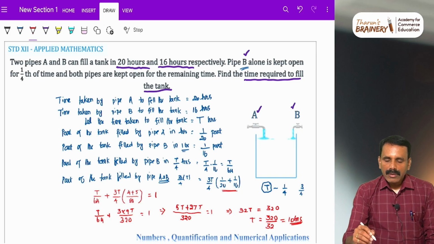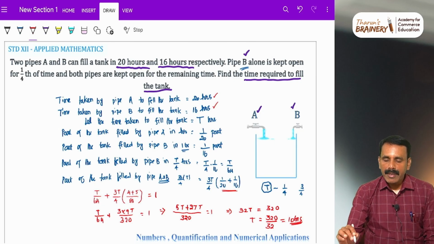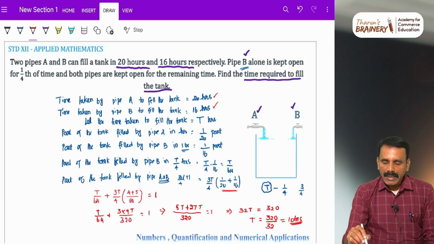Okay. Now let me recollect once again. The two pipes A and B fill the tank in 20 hours and 16 hours respectively. So pipe A fills the tank in 20 hours and pipe B fills the tank in 16 hours. We are not going to operate both the pipes together. First we operate pipe B for 1/4 of the entire time which is taken to fill the tank. Okay. We take the total time taken to fill the tank to be T hours. So it is going to be 1/4 of the time.